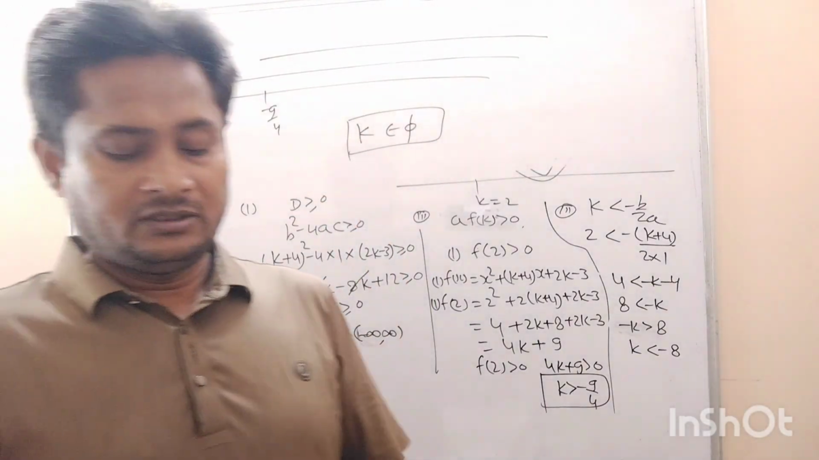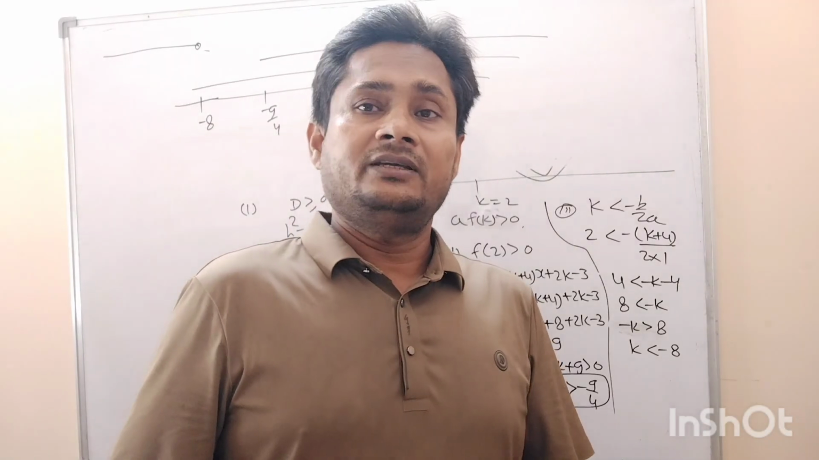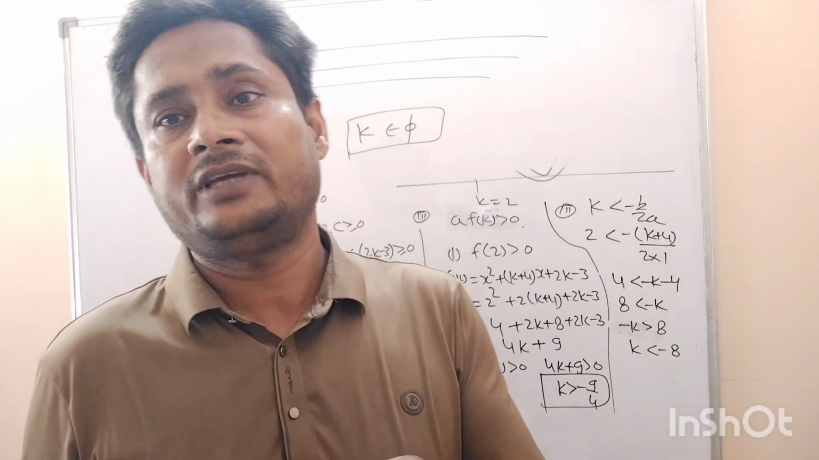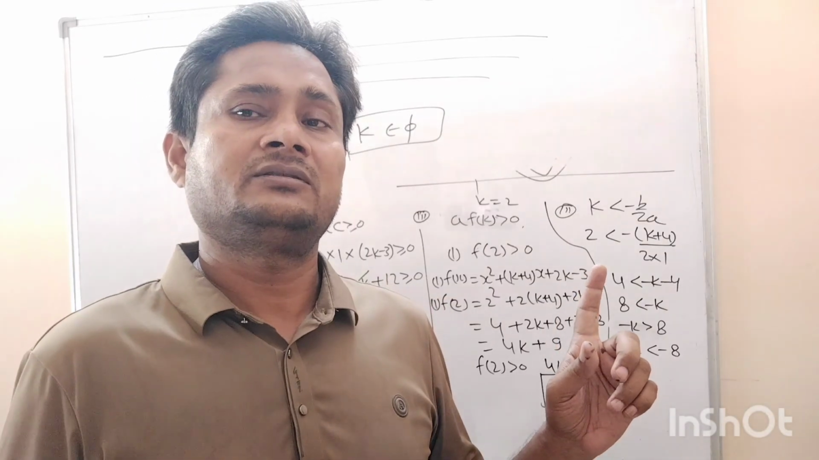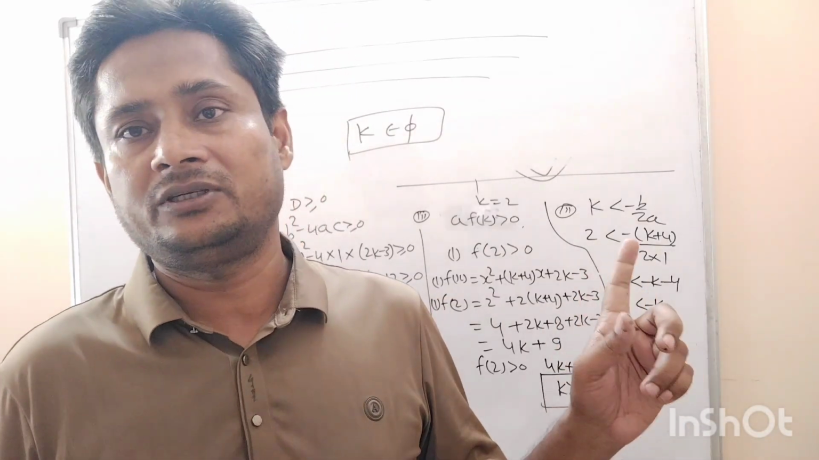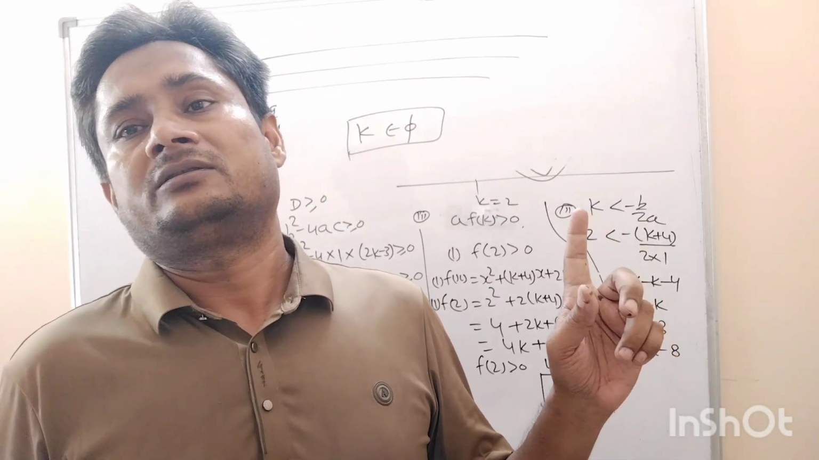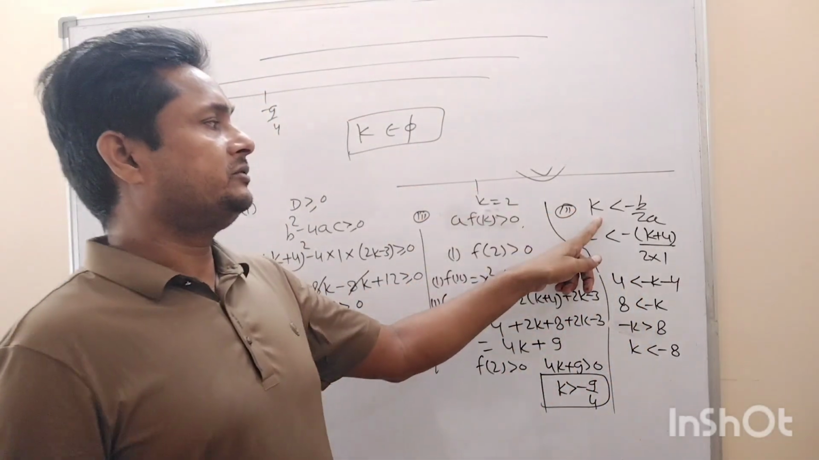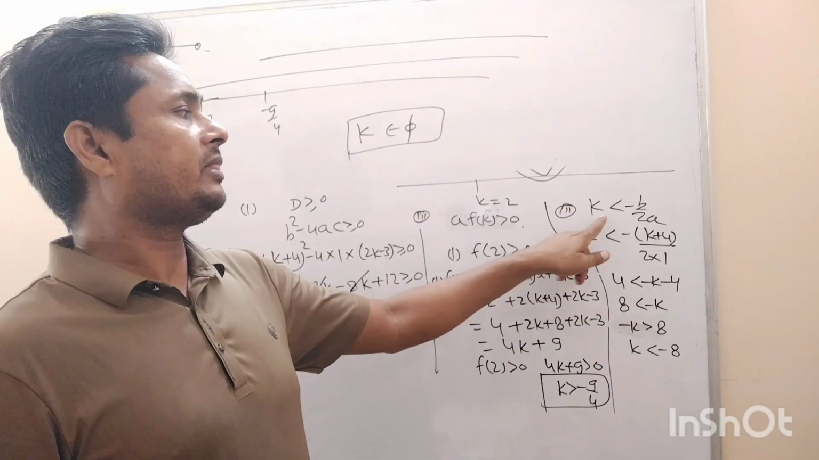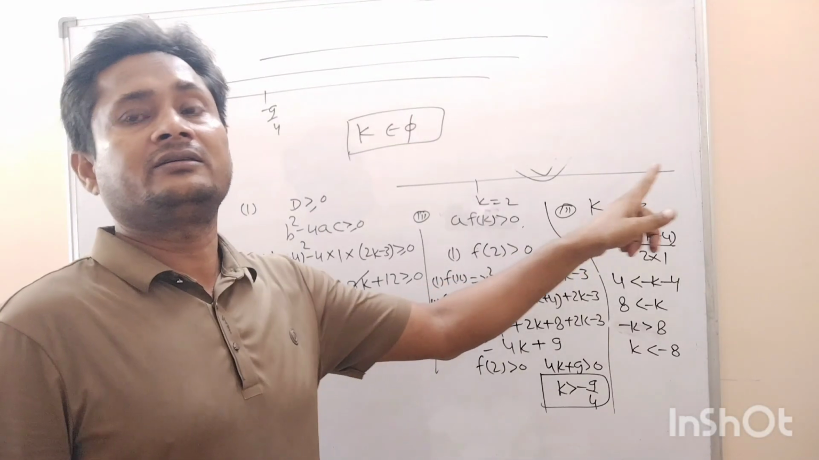That means no value of k is possible so that the roots of this quadratic equation are greater than a number k.